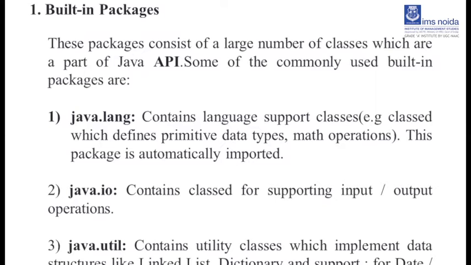Some of the packages are these. First is java.lang. It supports language classes, data types, math operations, and is automatically imported. Next is java.io, which I already told you. It contains classes for supporting input output operations, like println, strings. Next is java.util, which contains the utility classes which implement data structures like LinkedList, dictionary, and support date and time operations. So you don't need to write every function. You just describe that package and access the functionality of its methods.